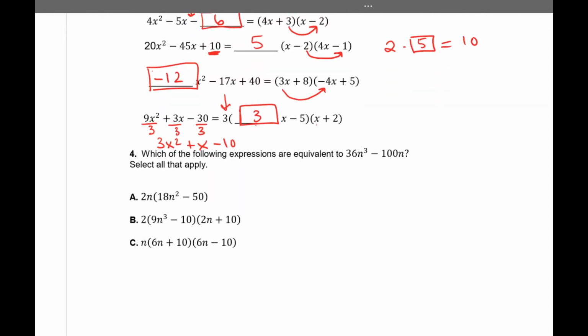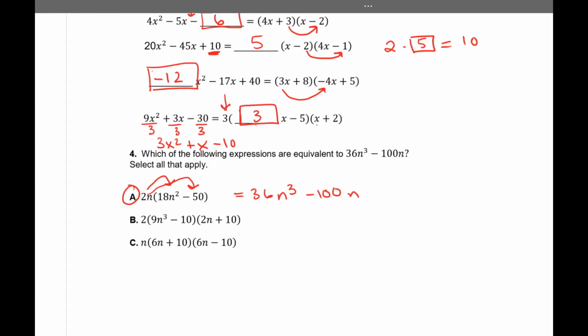Which of the following expressions are equivalent to 36n to the third power minus 100n? So all you're going to do is multiply the outside number to the inside numbers. 2n times 18n squared. Well, 2 times 18 is 36. n times n squared is n to the third power. Then don't forget the next one. 2n times negative 50. So 2 times negative 50 is negative 100. And n times nothing is just your n. Does this match? Yes, it does.